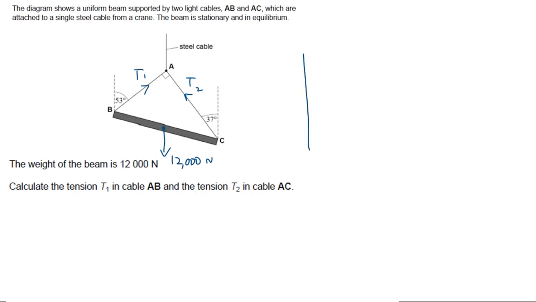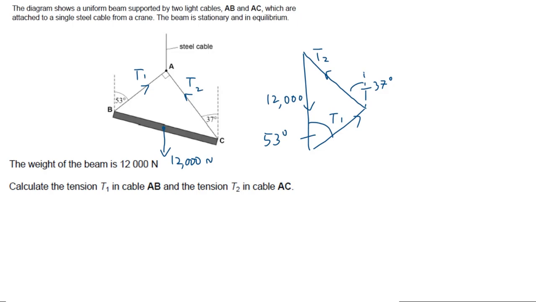Here's our 12,000 newtons, which pretty obviously is going straight down. Next, we're going to take T1 and draw tip to tail, like so. And we can see fairly easily that this angle here between the two is going to be 53 degrees. Now we'll take our T2 and join its tail to the tip of T1, like so. We can now add the angle 37 degrees, which is from T2 to the vertical, so that's this angle here.